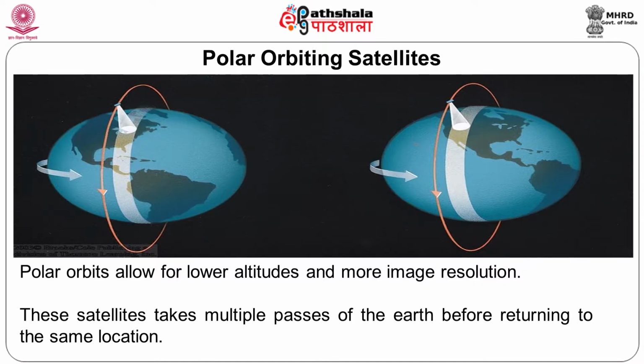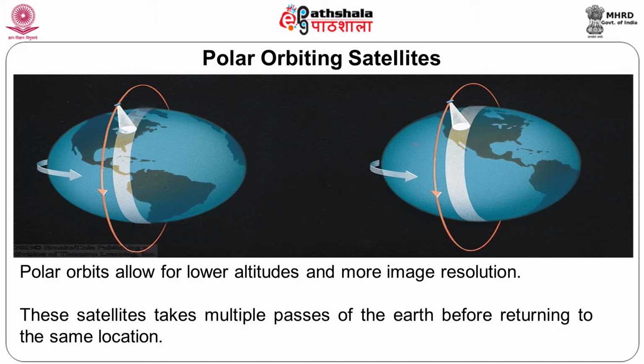I was just telling you about the satellites which are polar orbiting in nature. As the name indicates, polar orbiting satellites are those which normally orbit at an altitude of 800 to 900 kilometers, much above the atmospheric attraction. Those satellites normally orbit from one pole to another pole.